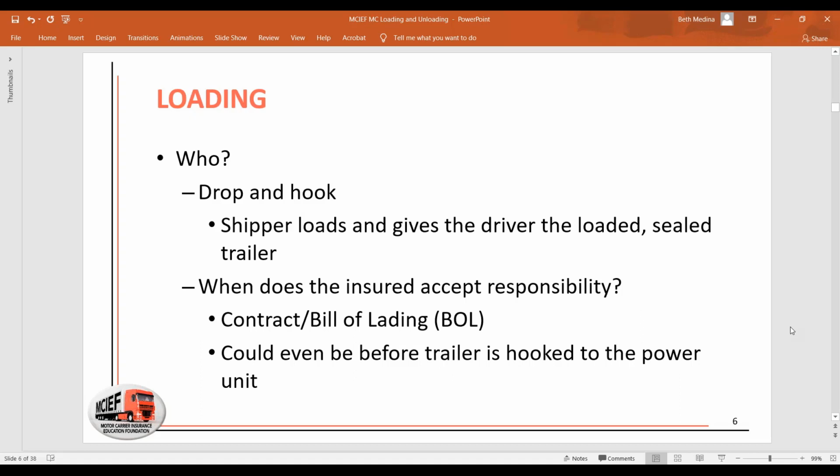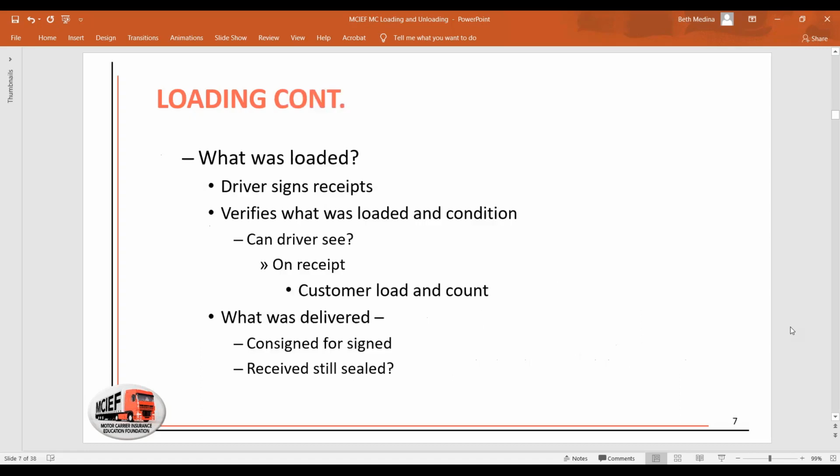So the first thing in drop and hook is when does the insured assume liability for the cargo and how that matches the cargo policies that we're providing.